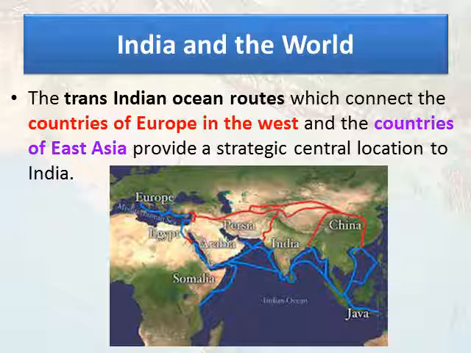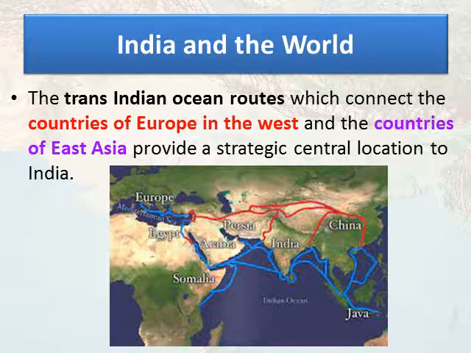Thus, my children, it helps India to establish close trade contact with West Asia, Africa, and Europe from the western coast, and with Southeast and East Asia from the eastern coast. So, from the western coast, it can have contact with West Asia, Africa, and Europe, and from the eastern coast, India can have contact with Southeast and East Asia, and so India can expand its trade contacts.